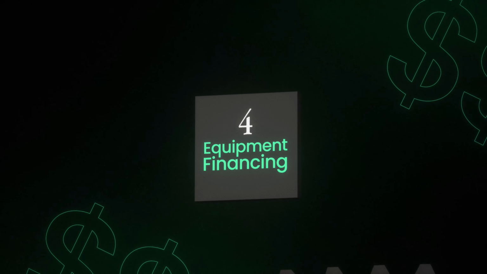So this is operating capital, not long-term financing. The fourth type is equipment financing. This one sounds exactly like what it sounds like. A loan specifically for buying business equipment. Whether it's a truck, a CNC machine, MRI scanner, restaurant ovens, or construction equipment, the equipment itself serves as the collateral on the loan. And because the lender has a hard asset backing the deal, this is significantly easier to qualify for than most other loan types.